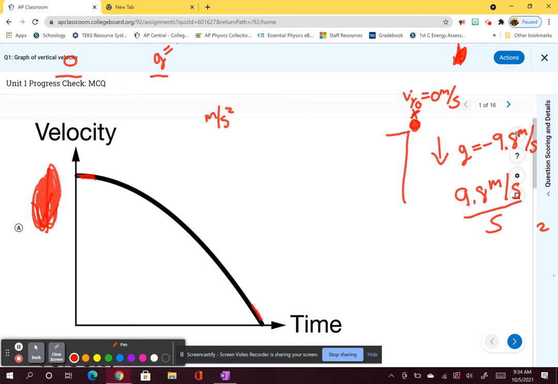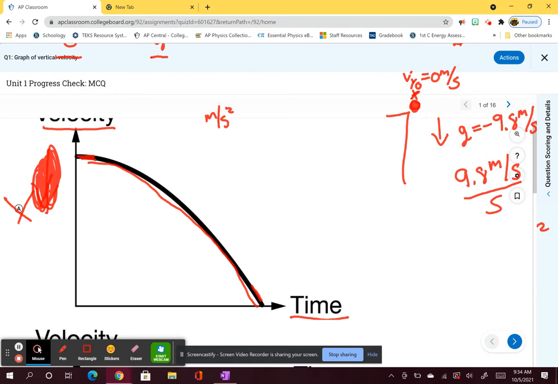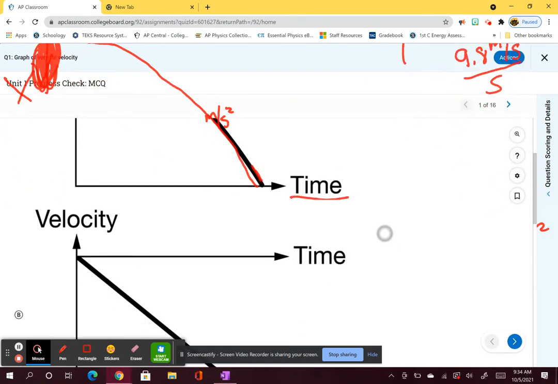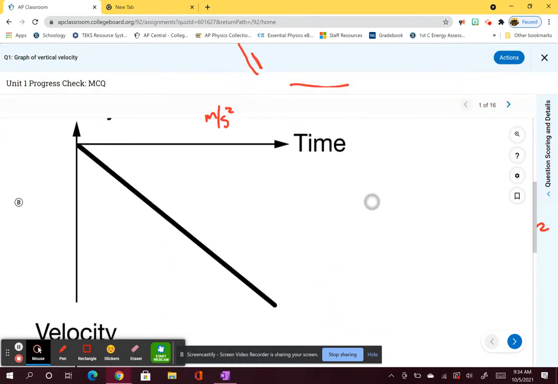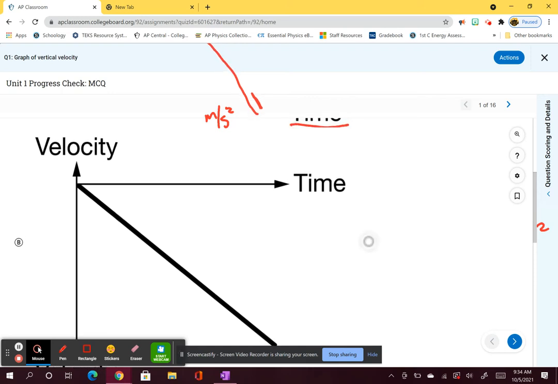You have to pay attention to what graph it is before you even start talking. This is a velocity time graph. Do velocity time graphs curve? Hopefully you just said no. So it's not A, because velocity time graphs do not curve. I was about to fall in the AP trap. Nope, it's a velocity time graph. Always check to see what graph it is before you start moving things around.